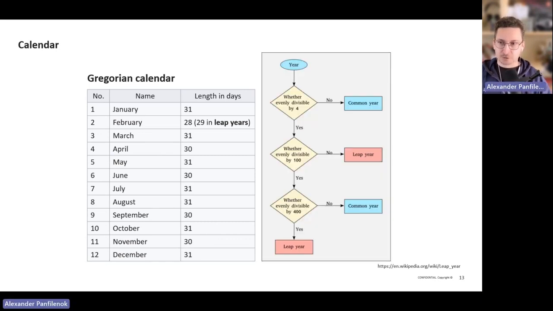So the rule looks like this. If the year can be divided by 4, it is so; if it's not divided by 4, it's a common year. If it is, but it's not divided by 100, it is a leap year. If it is divided by 100, and it's not divided evenly by 400, it's a common year, and otherwise it is a leap year.